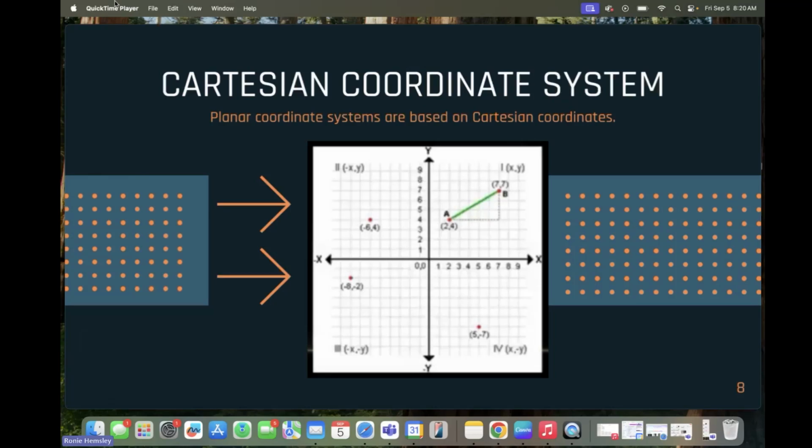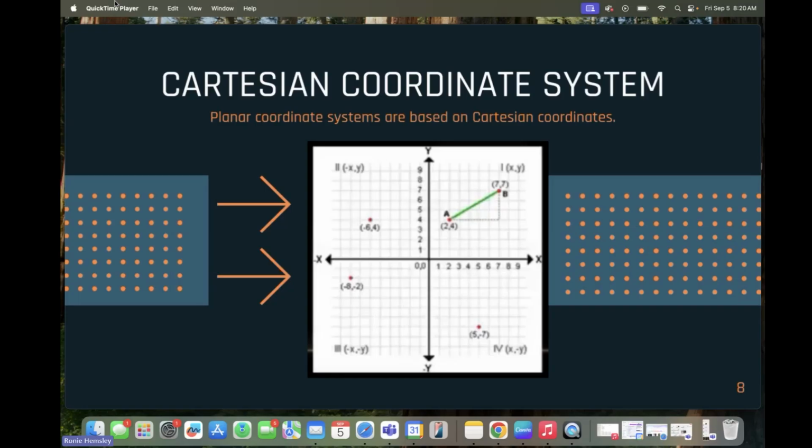Here we're looking at the Cartesian coordinate system, which is the foundation of planar, or flat, coordinate systems. Most of us recognize this from math class: an x-axis running left to right and a y-axis running up and down. Every point on the plane can be defined with a pair of values, or coordinates, written as x, y. This system works perfectly for flat surfaces and is the basis of how projected coordinate systems operate.